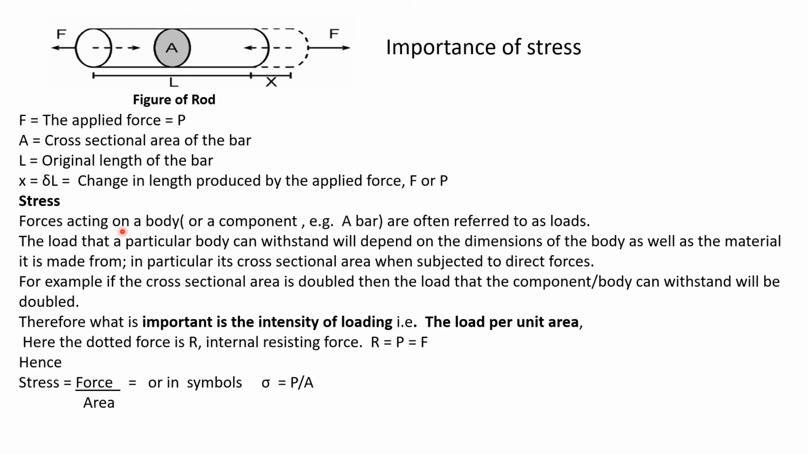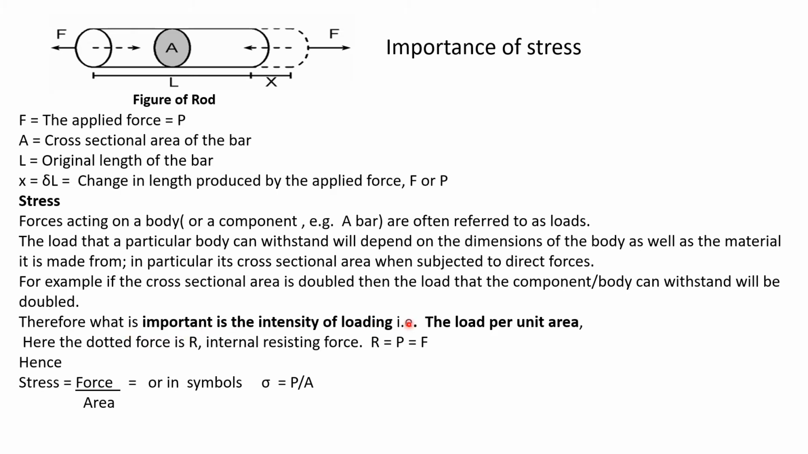Now the forces which are acting on a body or a component or a bar are often referred to as loads. So the load that a particular body can withstand will depend on the dimensions of the body as well as the material it is made from. In particular, its cross-sectional area when it is subjected to direct forces. For example, if the cross-sectional area is doubled, then the load that the component or the body can withstand will be doubled.